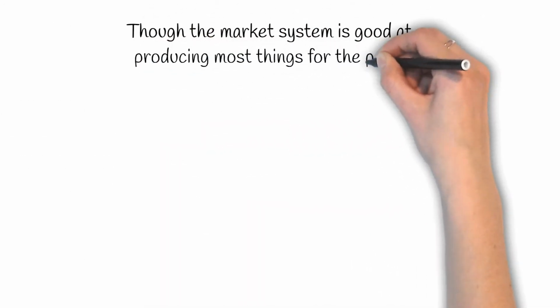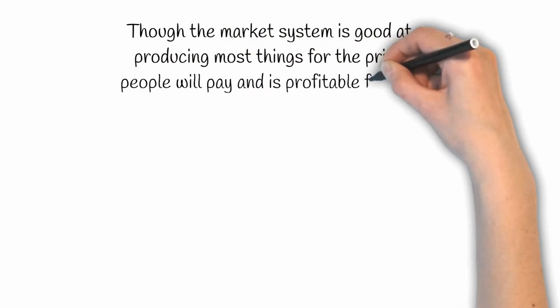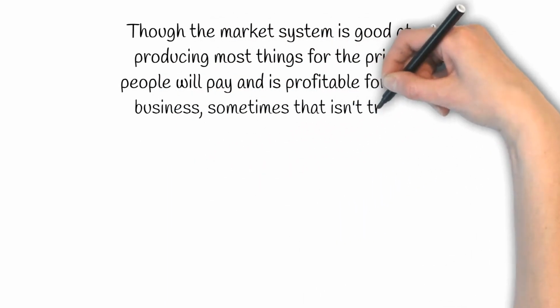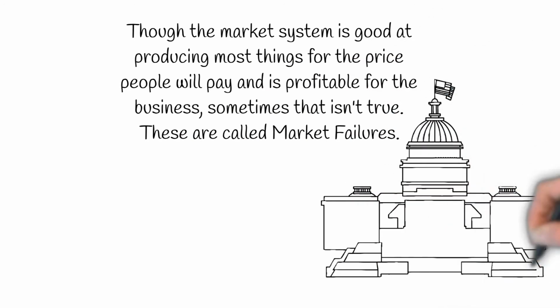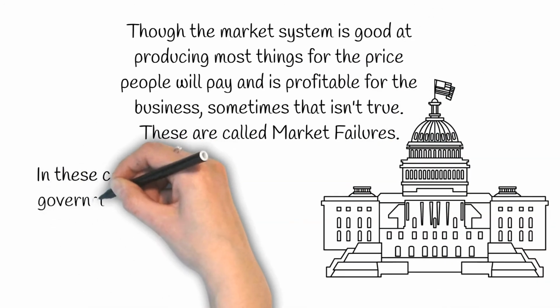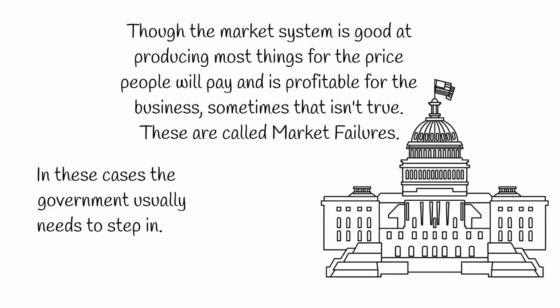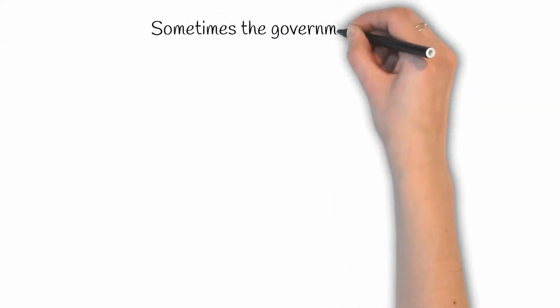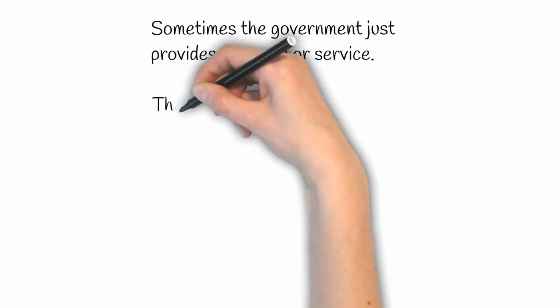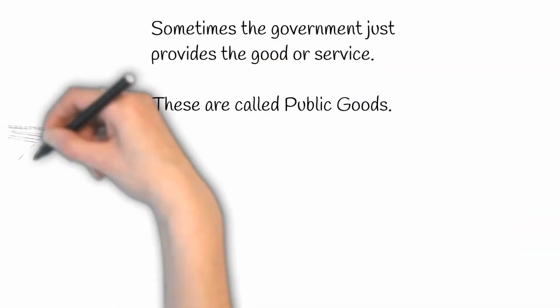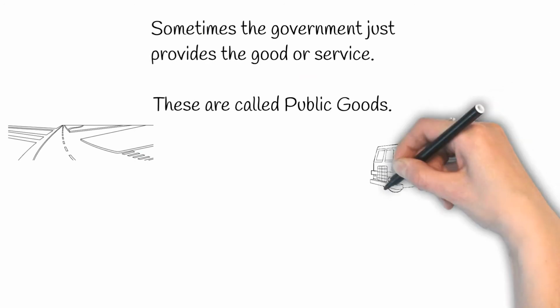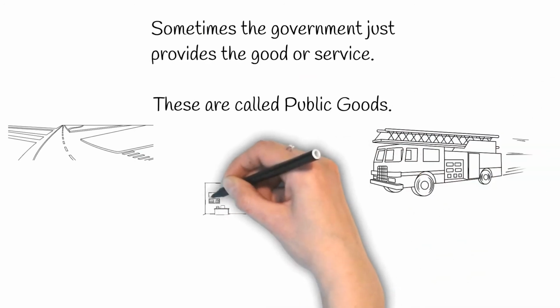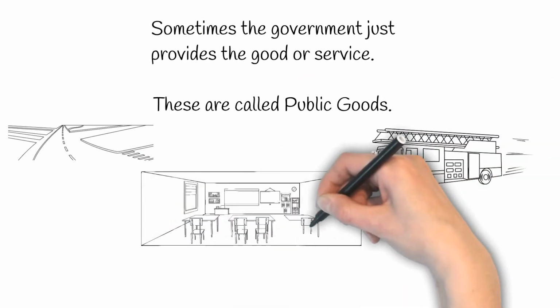Though the market system is good at producing most things for the price people will pay and is profitable for businesses, sometimes that isn't true, and these are called market failures. In these cases, the government usually needs to step in. Sometimes the government just provides the good or service. These are called public goods and would be things like roads, fire protection, and education.